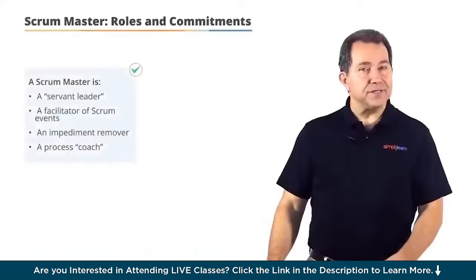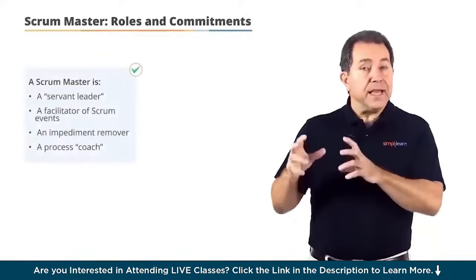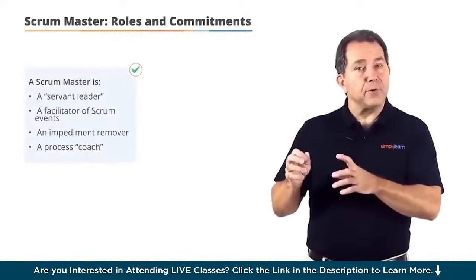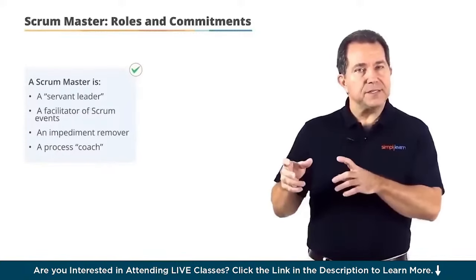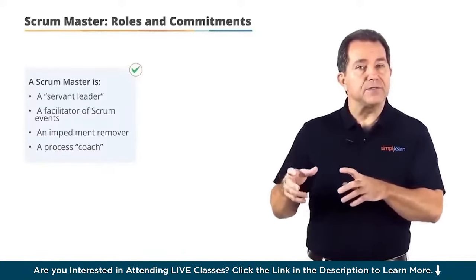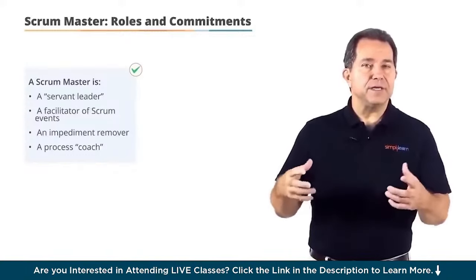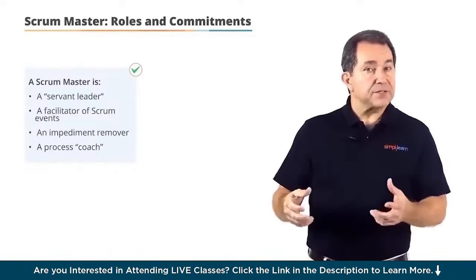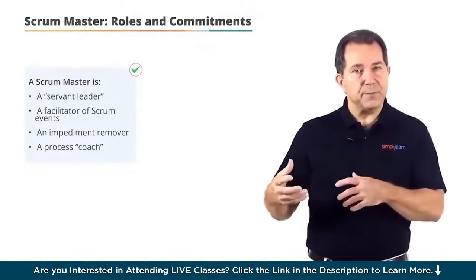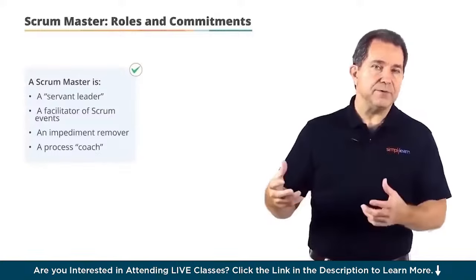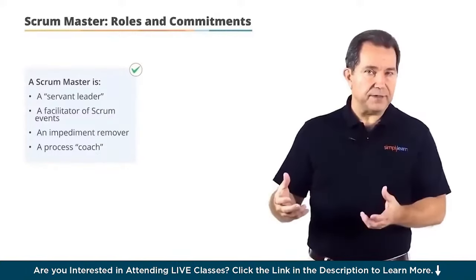A Scrum Master is a skilled servant leader. A Scrum Master has very little formal authority. However, he or she is expected to assist the team achieve the intended outcomes without interfering with the team's autonomy. The Scrum Master facilitates the Scrum ceremonies such as sprint planning, daily stand-up, sprint review, and sprint retrospective.